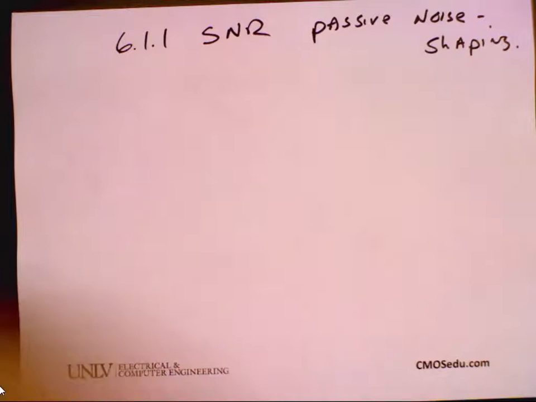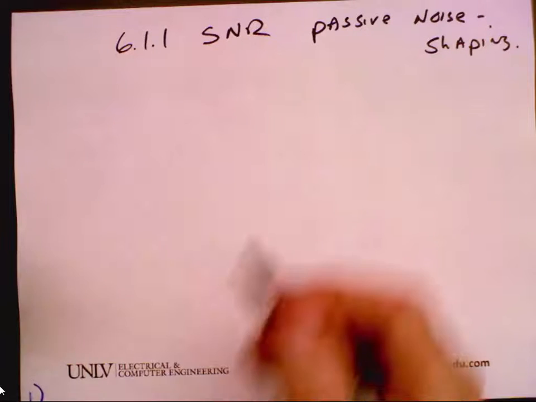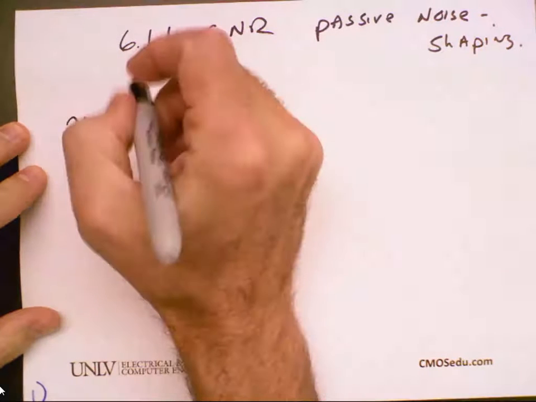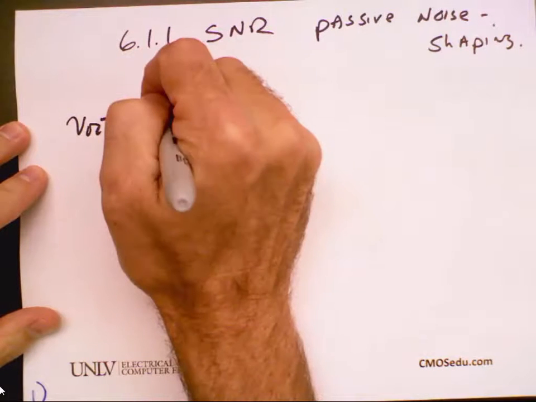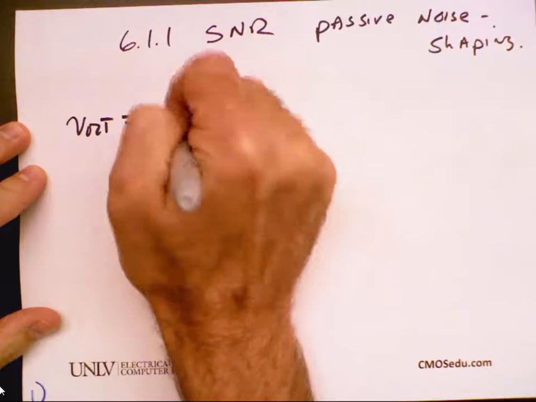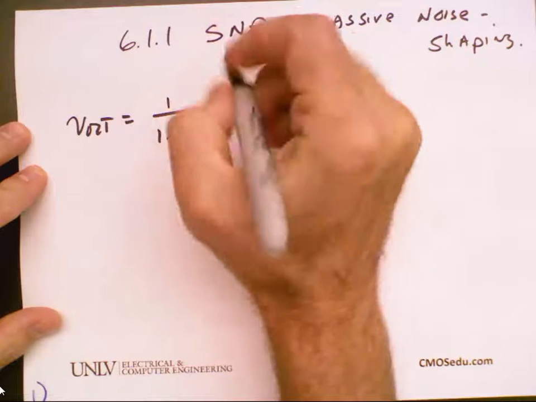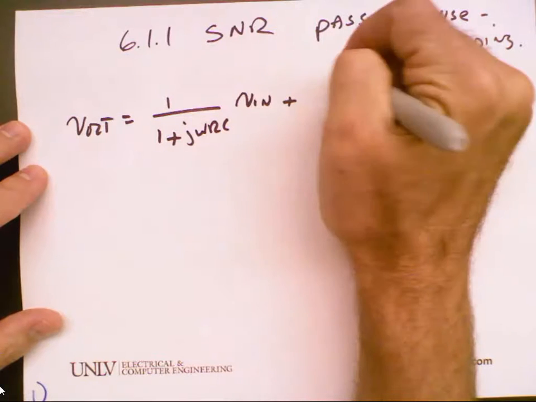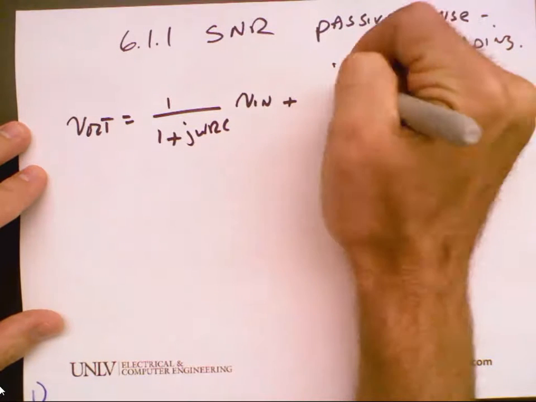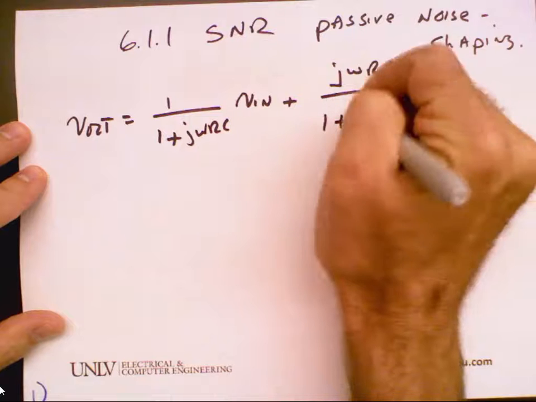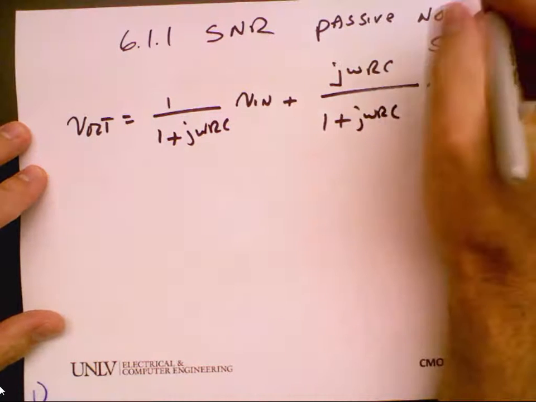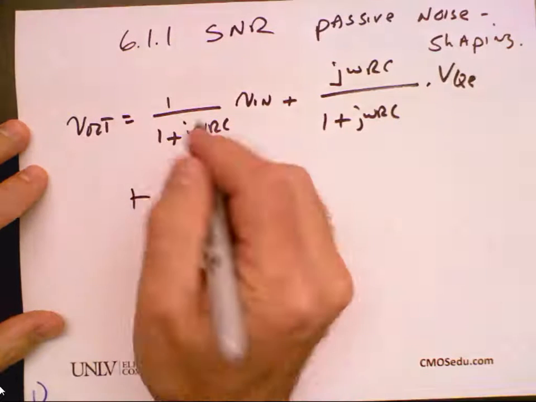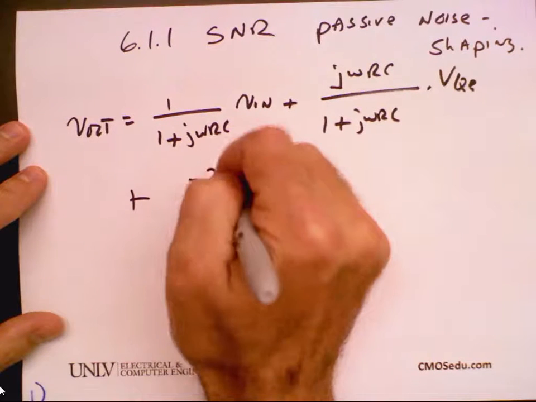I'm going to write the output signal in terms of the signal transfer function, 1 over 1 plus j omega RC, V in, plus the noise transfer function, j omega RC, all over 1 plus j omega RC, times VQE. And then this extra term here, which is the distortion term.